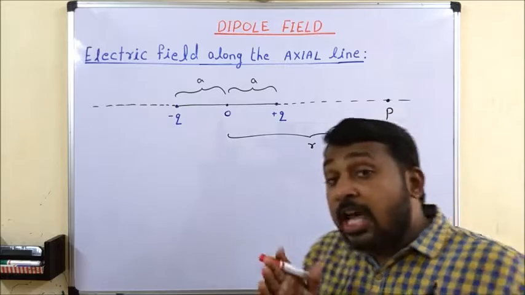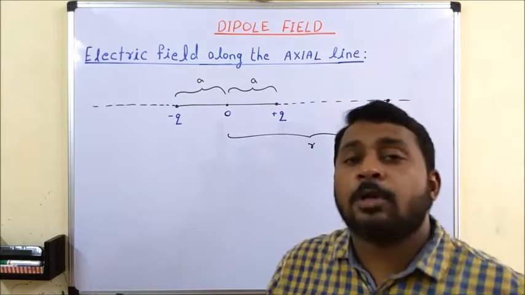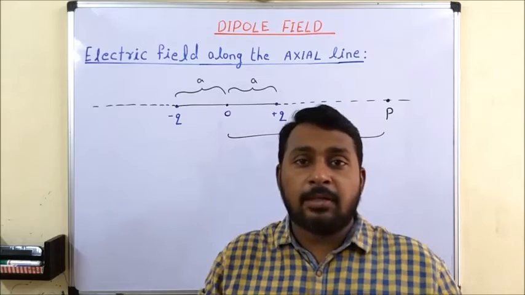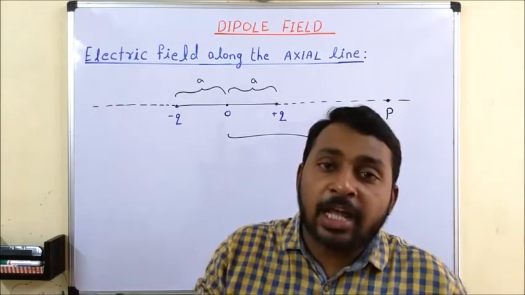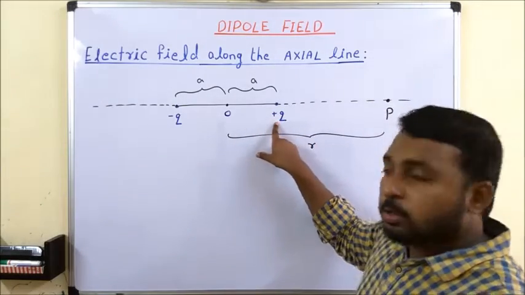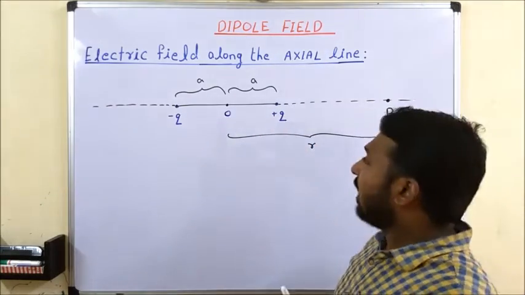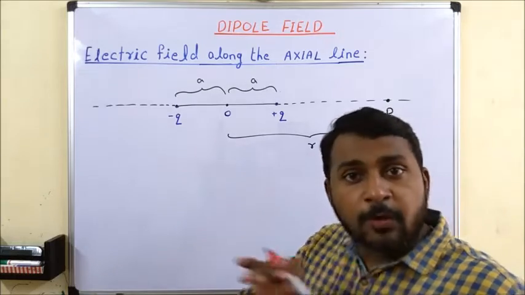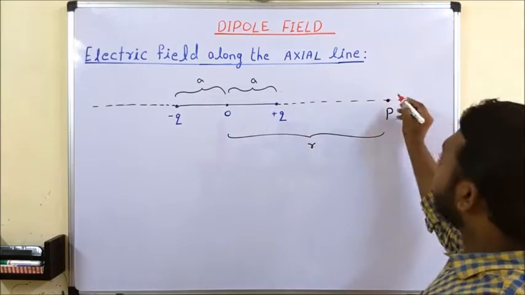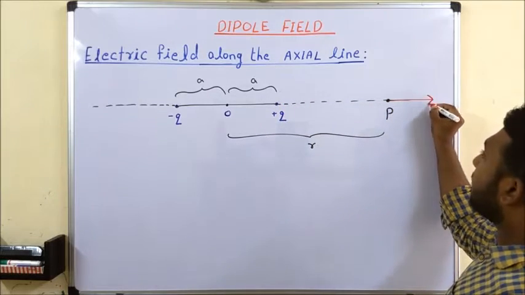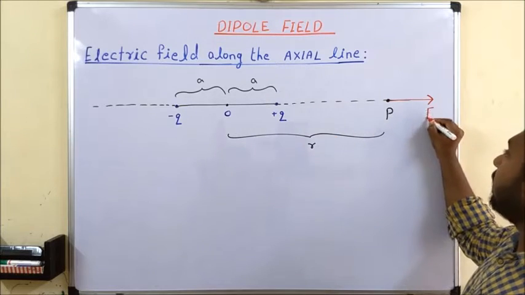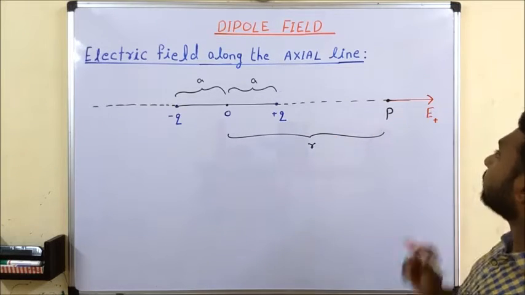What is the direction of electric field from a positive point charge? We have studied that for a positive point charge, the electric field starts from the charge and is directed towards infinity. So at this point P, it will be directed towards infinity. So this is the direction of electric field due to the positive charge. I am writing it as E plus.